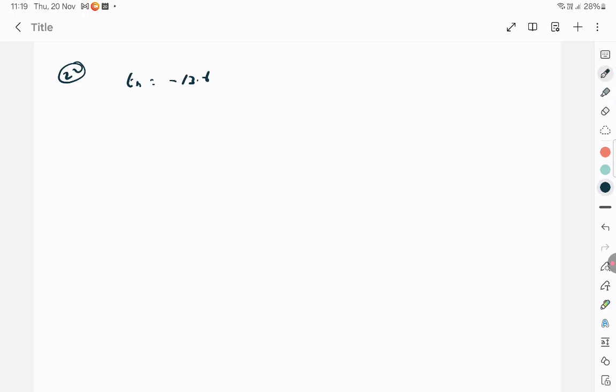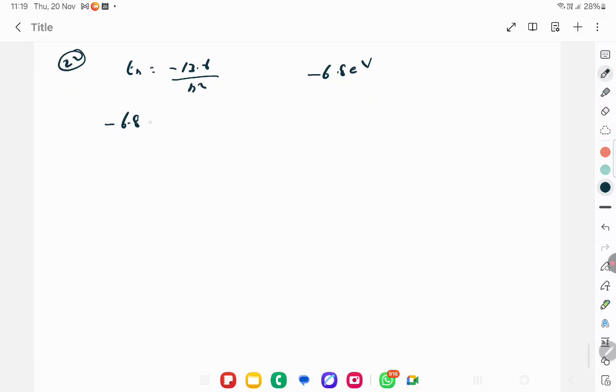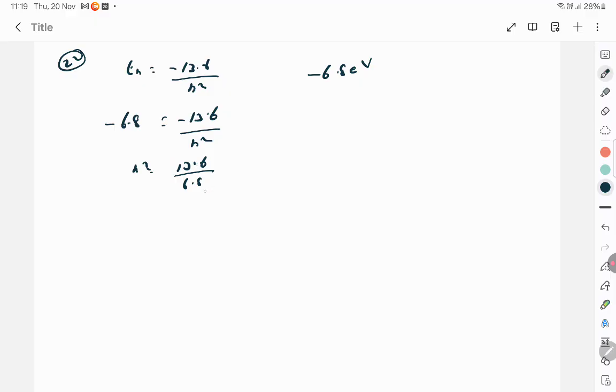The electron in the hydrogen atom cannot have an energy of minus 6.8. Why? You write minus 6.8 is equal to minus 13.6 by n square. So n square is equal to 13.6 by 6.8, which is 2. So n is equal to root 2, which is approximately 1.414. n can be only 1, 2 or 3; it cannot be root 2. Correct? Is that what you are saying?